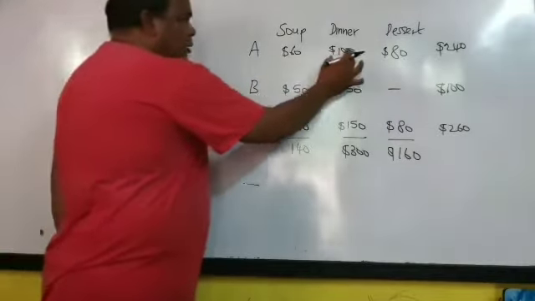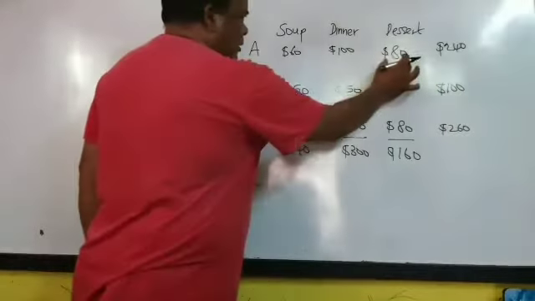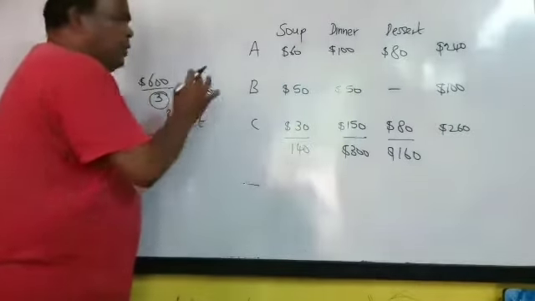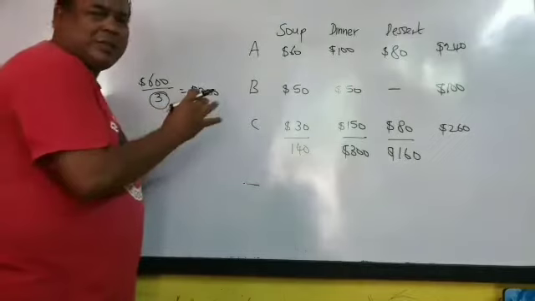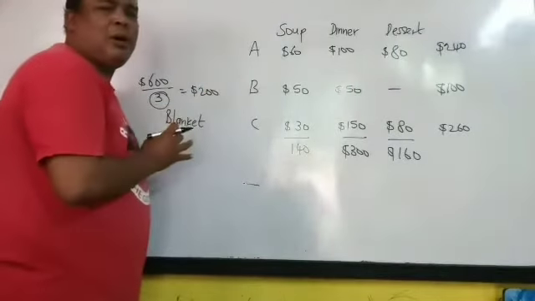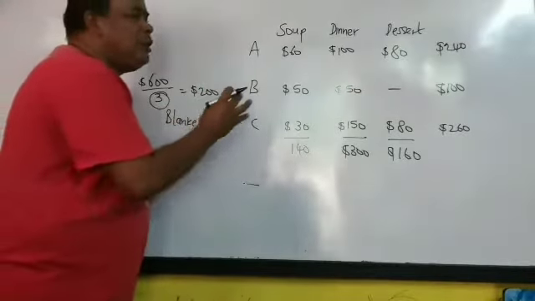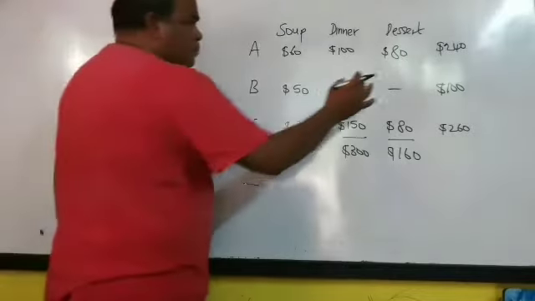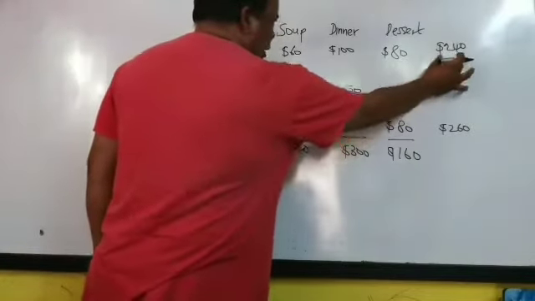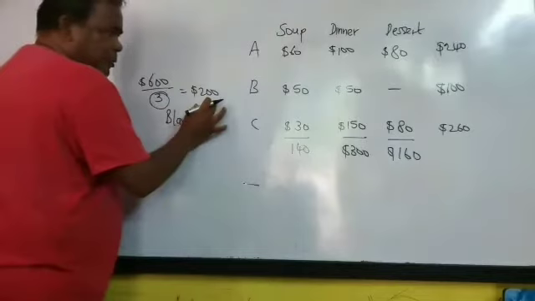Soup $60, dinner $100, this side $80. For each one, it was calculated based on the number of activities. There will be no issue. So in this case, he has to pay $240. How much did he pay? $200.